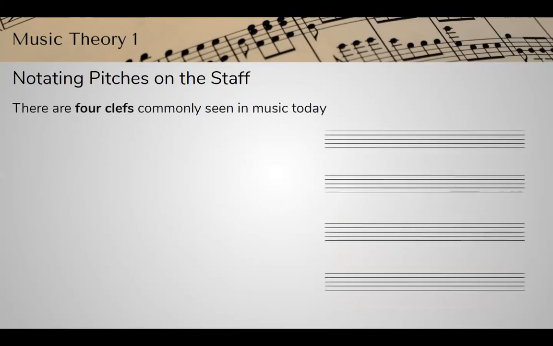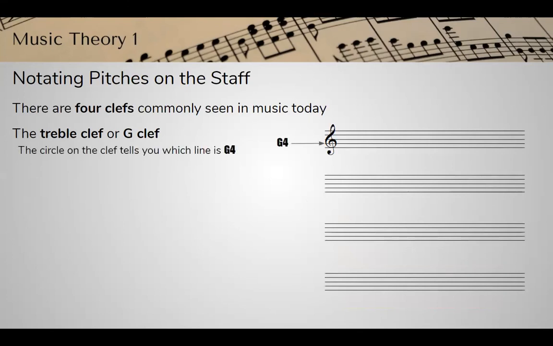There are 4 clefs commonly seen in music today. The first one is that guy, which is the treble clef, also known as the G clef. And if you squint your eyes and use your imagination, it kind of looks like the letter G, maybe. So that's an interesting way to think about it. The circle on the clef tells you which line is G4. Okay, so you can see I've indicated where that is.